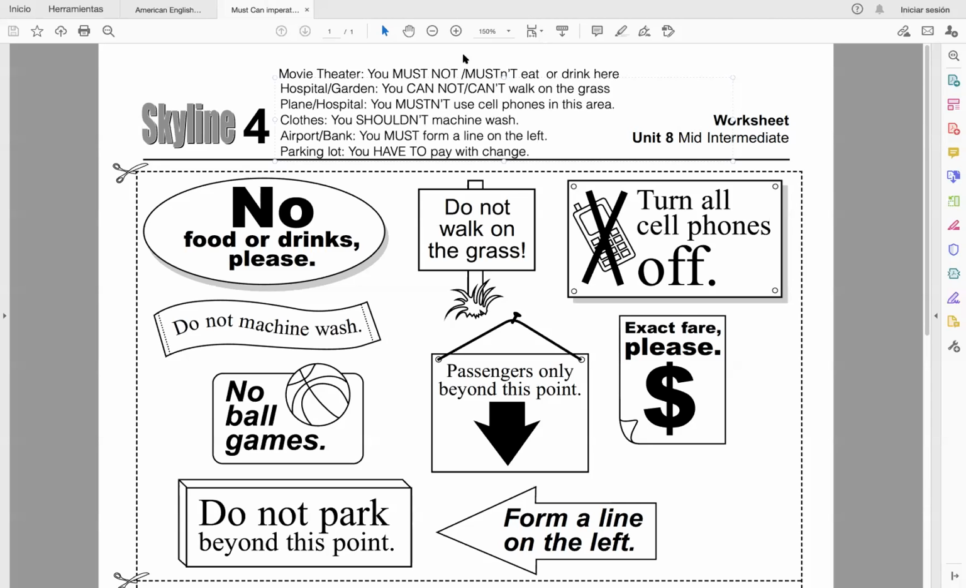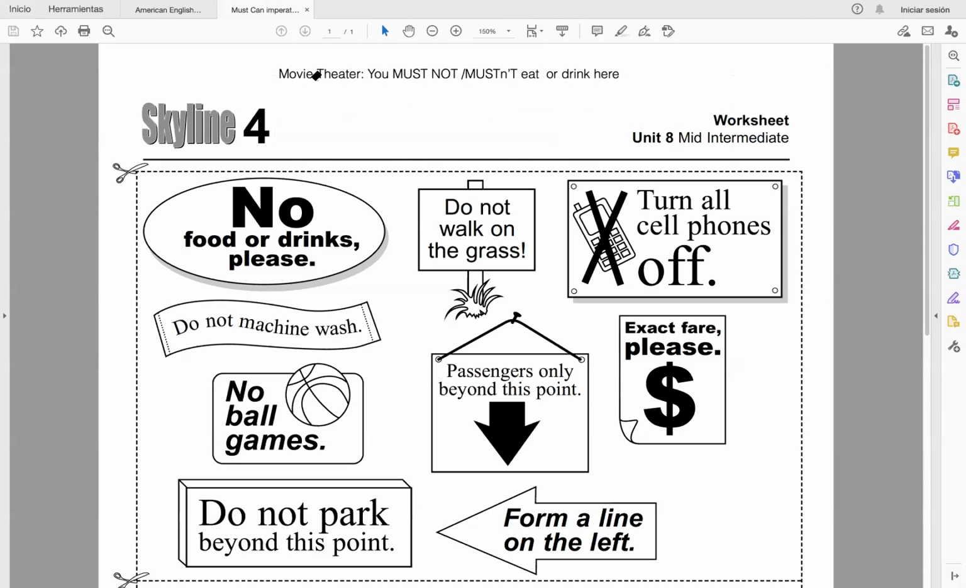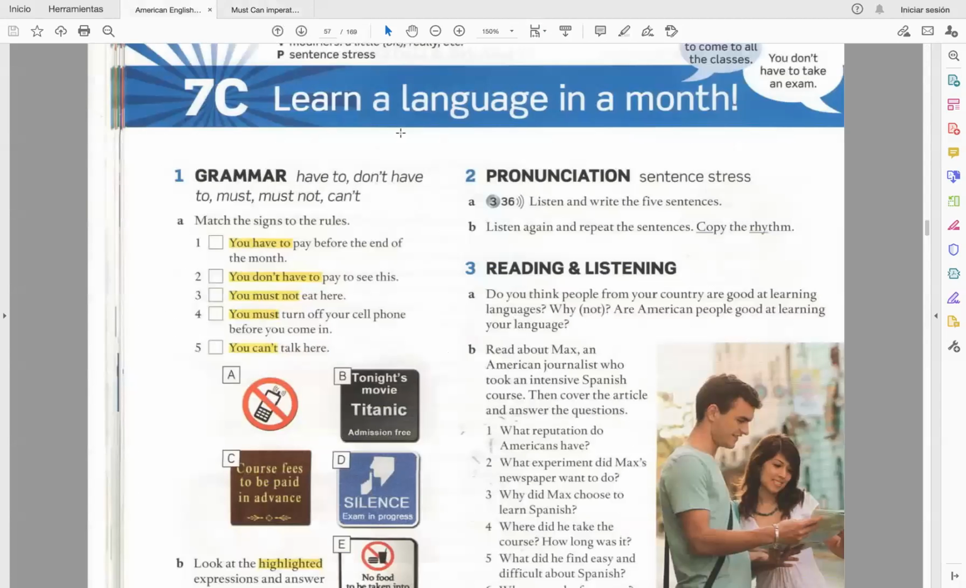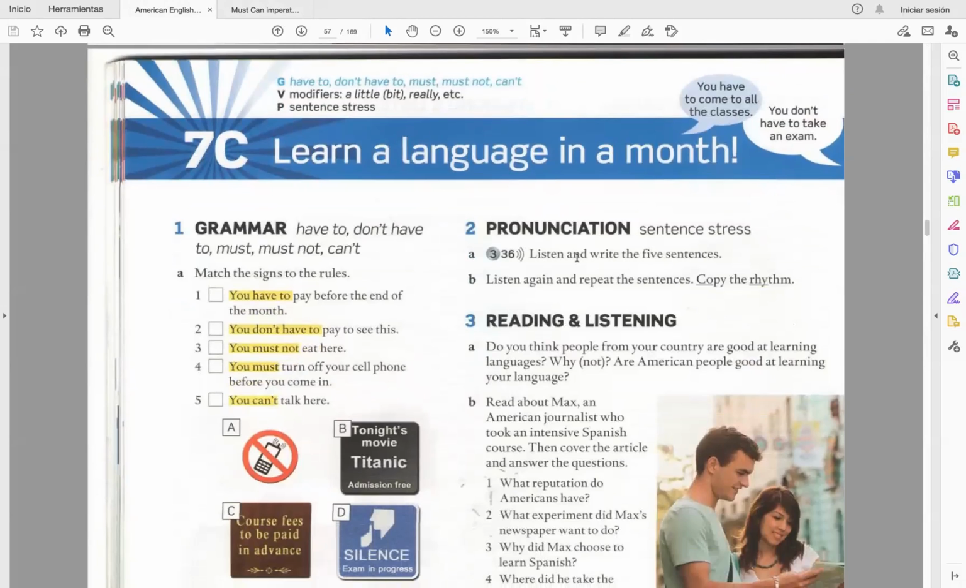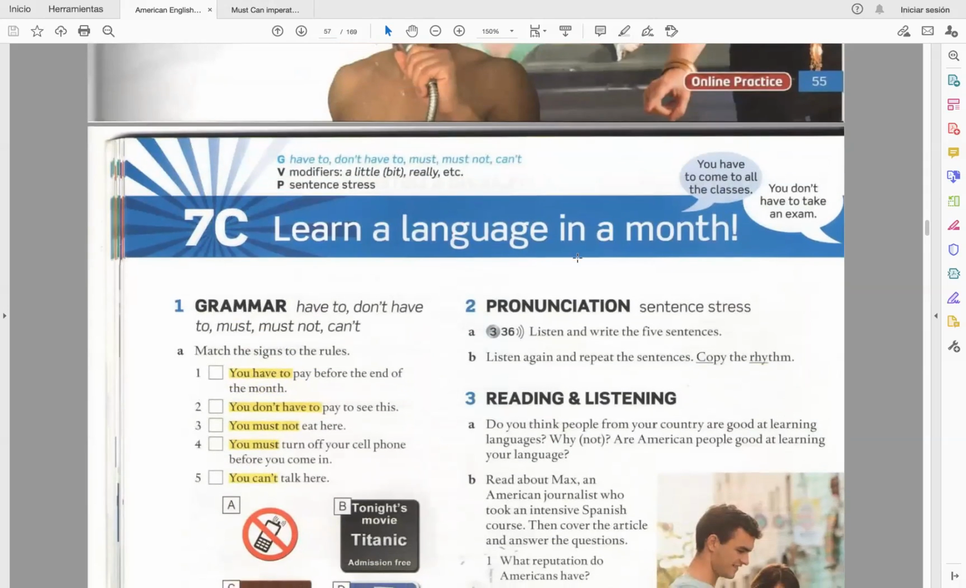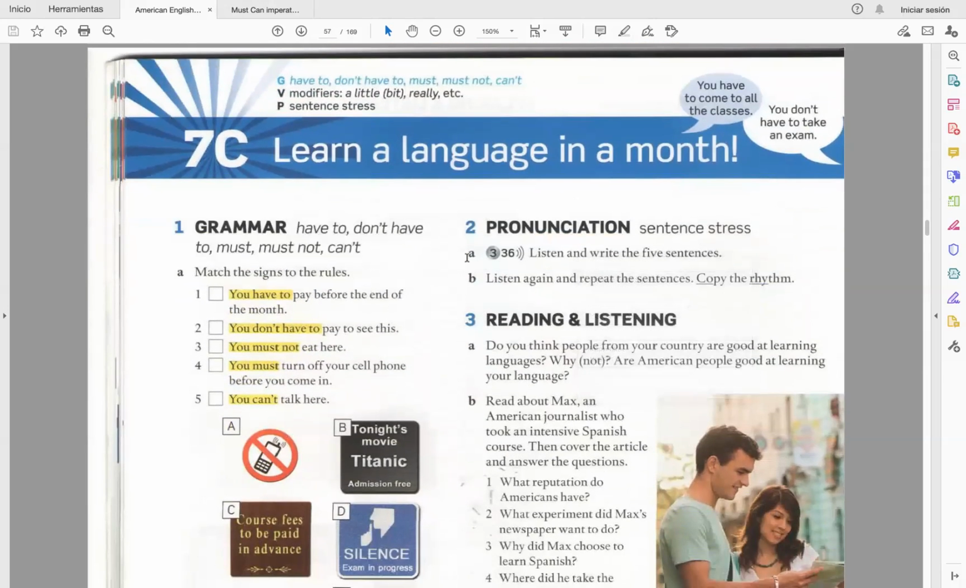Okay, so I'm going to erase this because I need to move. And now we're going to go to the book, okay, because we need to start with a new unit. And this is the new unit we have to study. So you need to go to page 56. Go to page 56 in the book.